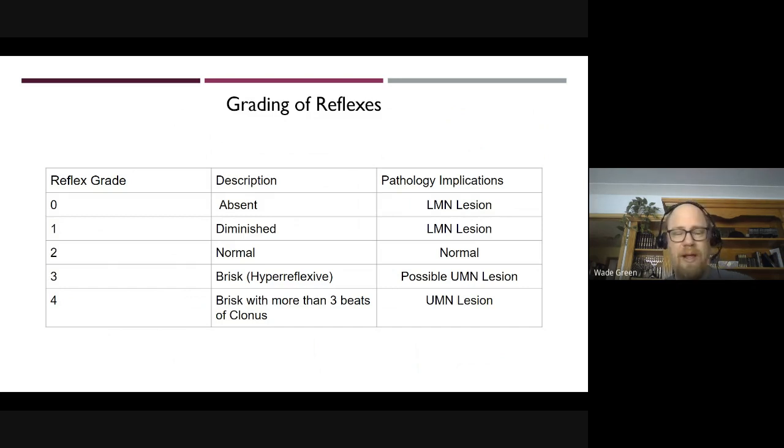So ultimately, if we have hyporeflexia and/or absent reflexes, we're potentially looking at more of a lower motor neuron lesion, due to local nerve root compression. We know that our 2s are normal.